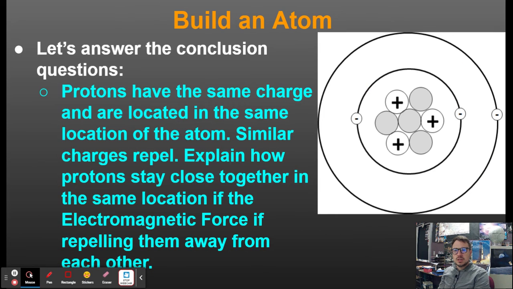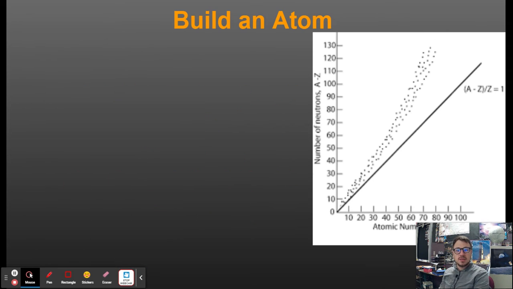Then if we look at this conclusion, protons have the same charge and are located in the same location in the atom. Similar charges repel. Explain how protons stay close together in the same location if the electromagnetic force is repelling them away from each other. The answer is because of the strong force. Yes, those protons are trying to get away from each other, but the strong force, remember, is hundreds of times stronger than the electromagnetic force. And that's what holds the nucleus of an atom together. So it's much larger, and that's why they can be in the same place in the atom.